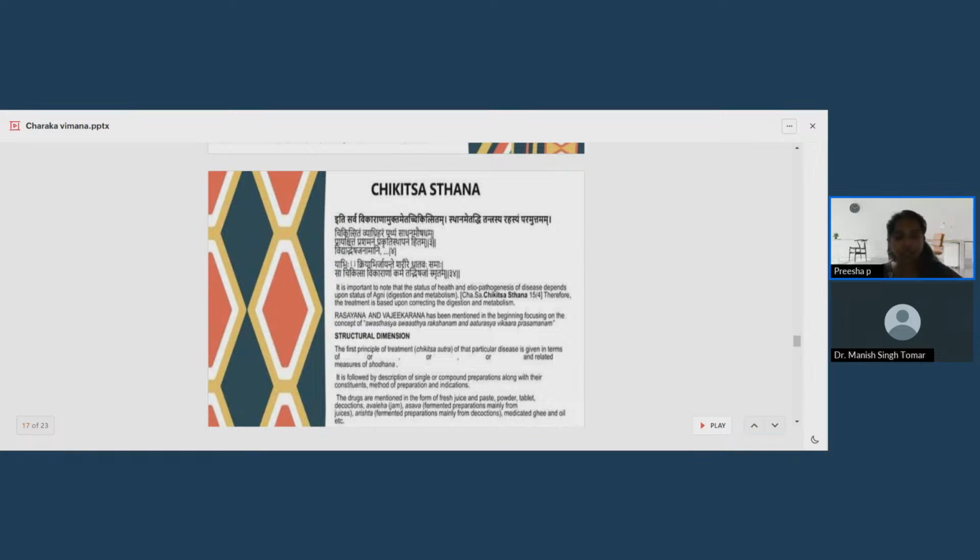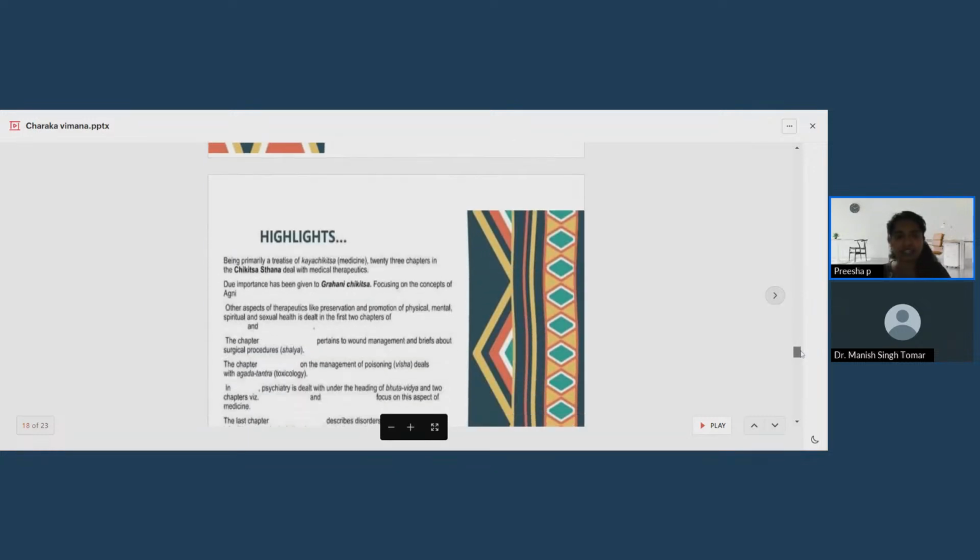Next we are going to the Chikitsa Sthana, the Rasayana Vajikarana aspect. There is Atura Vikara Prashamana, those aspects which are explained there. Together with that, there is Grahani Chikitsa explained. Also, there is explanation regarding the Unmada Chikitsa. In the Unmada Chikitsa, there is explanation about Kumbhagrita, Puranagrita, Kumbhasarpi.